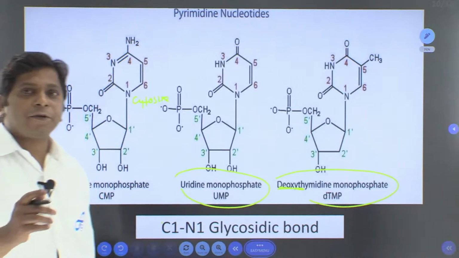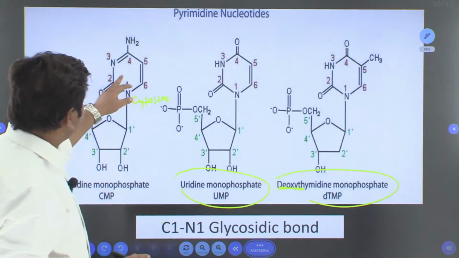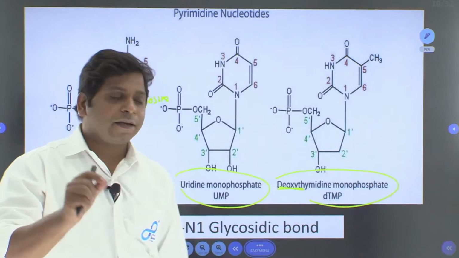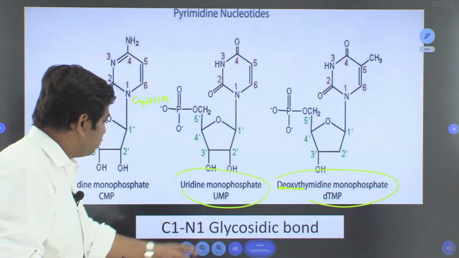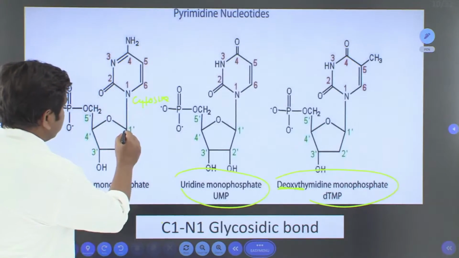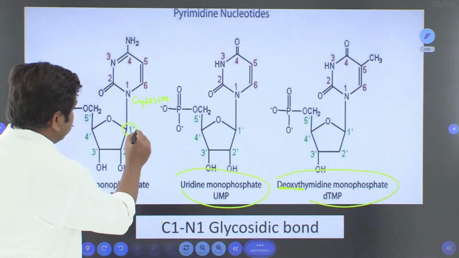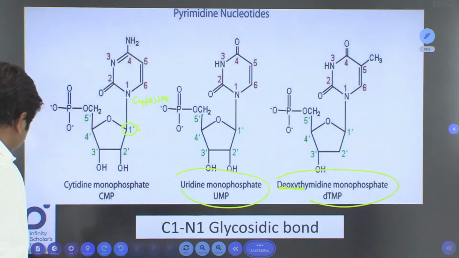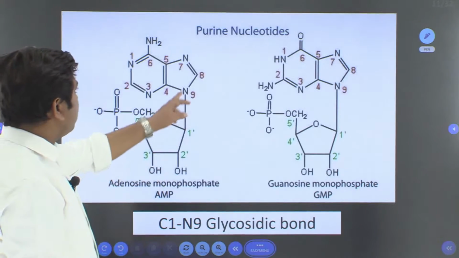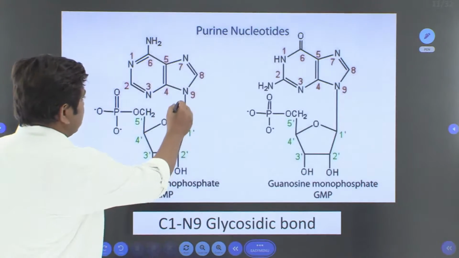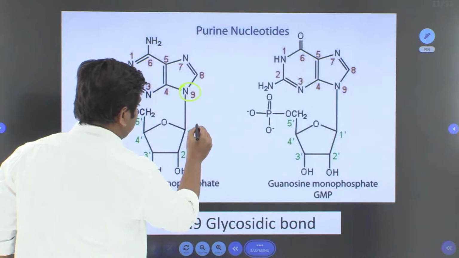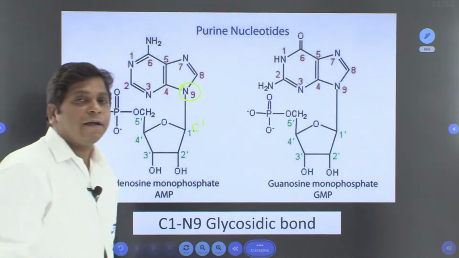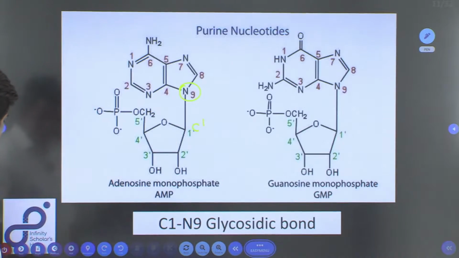That is what you have to remember very carefully. With the pyrimidine molecule, the glycosidic linkage that exists is a C1N1 linkage, because the 1' carbon here is linked with the N1 position of the pyrimidine. Whereas, in the case of purine, the linkage is with the N9 position and the C1 position here.